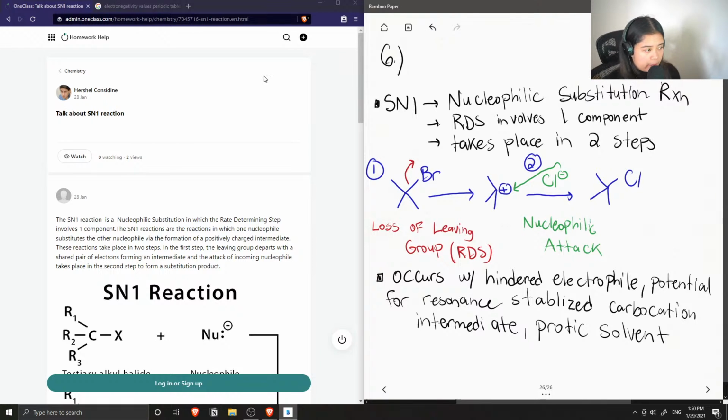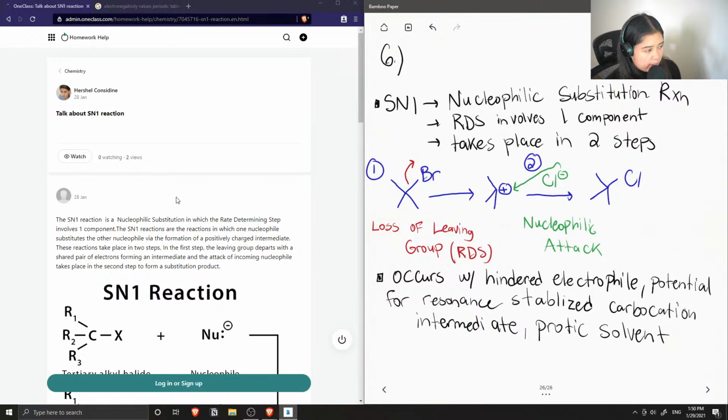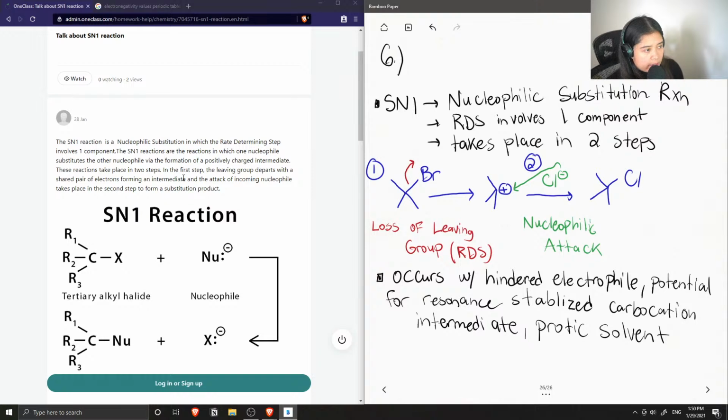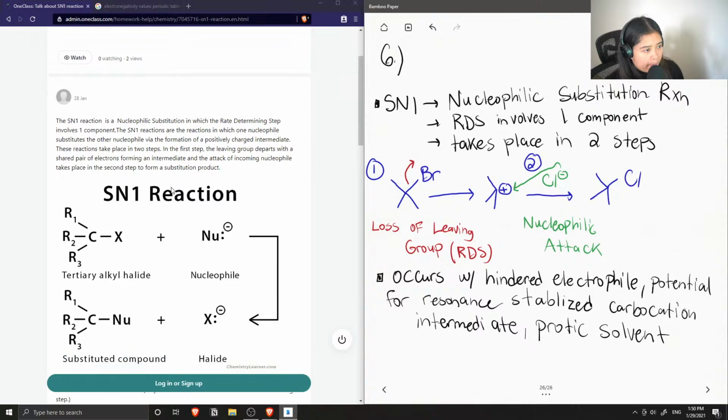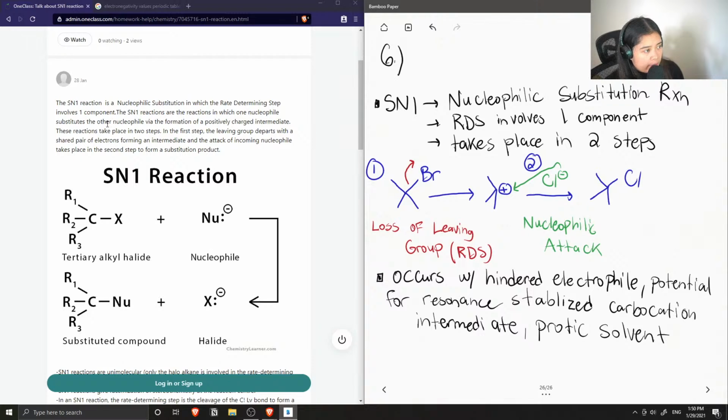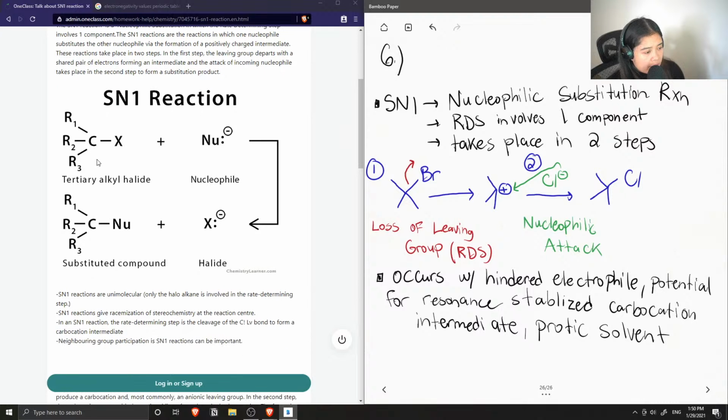The junior tutor said that the SN1 reaction is a nucleophilic substitution in which the rate determining step involves one component. One nucleophile substitutes the other via the formation of a positively charged intermediate. These reactions take place in 2 steps. In the first step, the leaving group departs with a shared pair of electrons, forming an intermediate, and the attack of the incoming nucleophile takes place in the second step to form a substitution product.